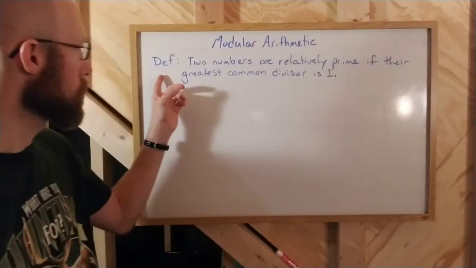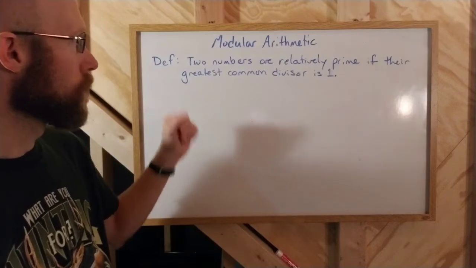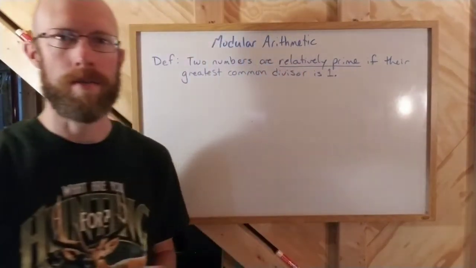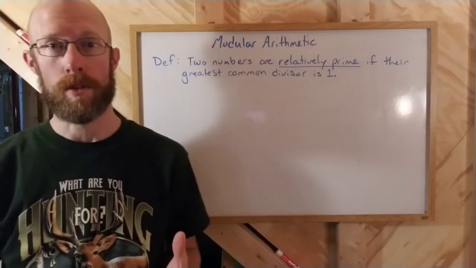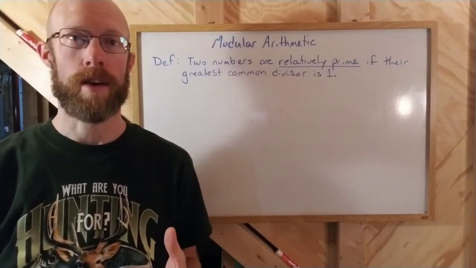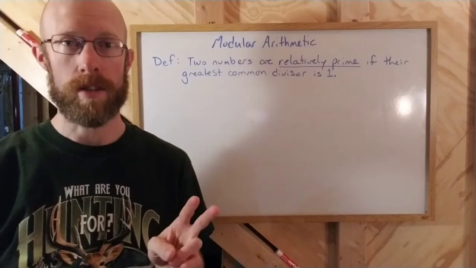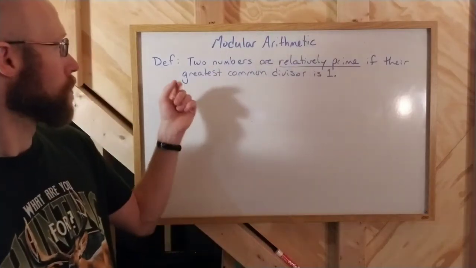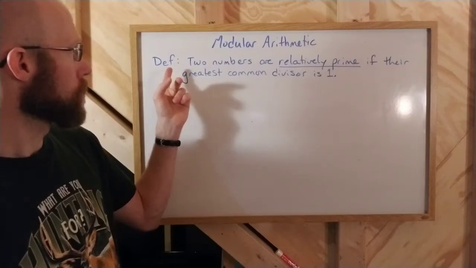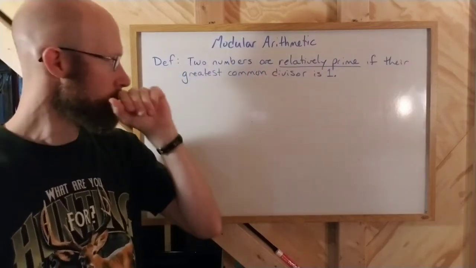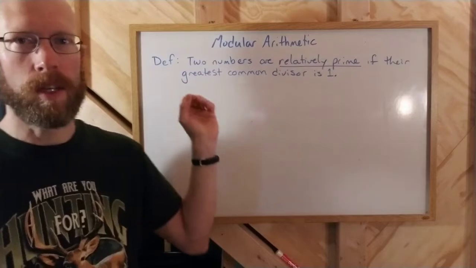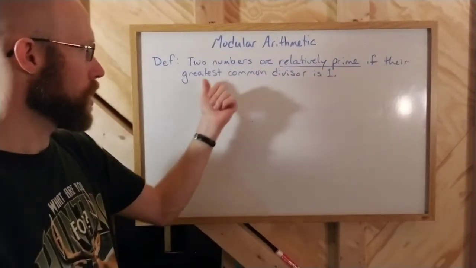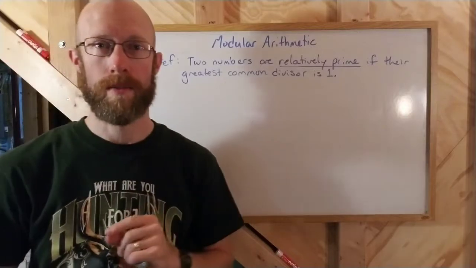So the first thing is this definition of what we call relatively prime, okay? We know what prime numbers are, right? Prime numbers are numbers that have only two distinct divisors, namely 1 and itself. Here we have two numbers that are relatively prime, and of course they should be natural numbers, if their greatest common divisor is 1, okay?